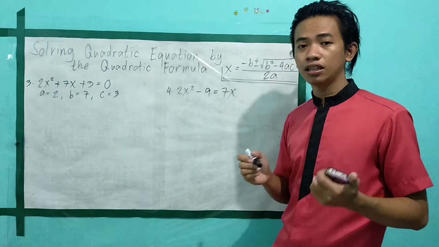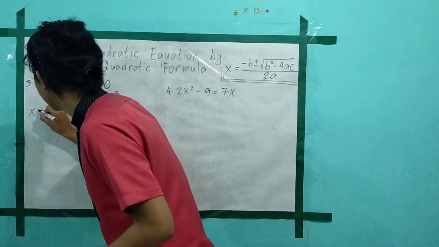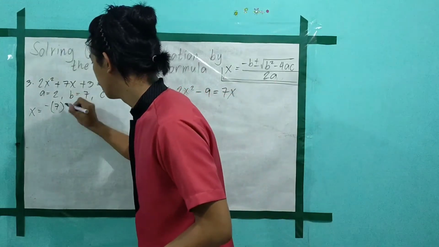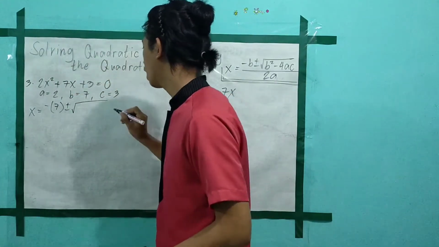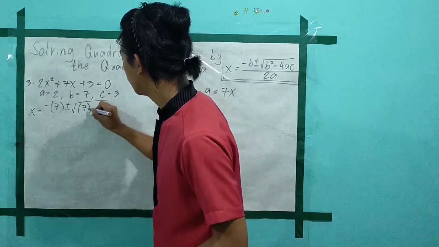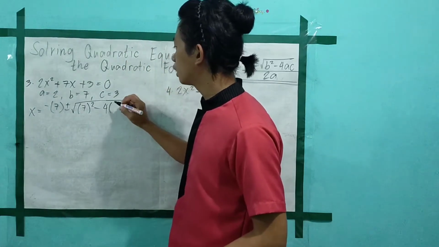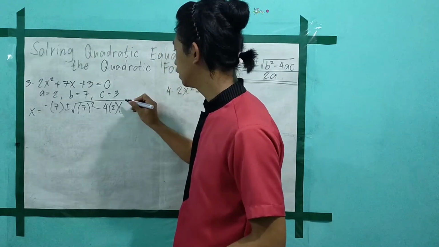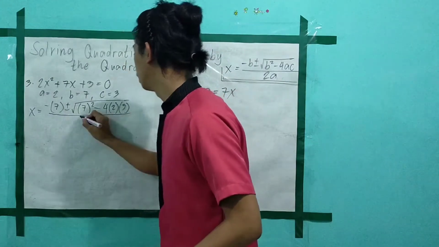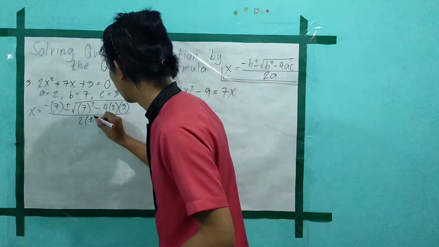Okay, next, substitute na natin siya sa ating formula na x is equal to negative, ano yung b natin? We have 7 plus minus square root of b square, ano yung b natin? 7 square less 4 multiply to a, which is 2, then c is equal to 3. All over 2 multiply by a. Yung a natin is equal to 2.